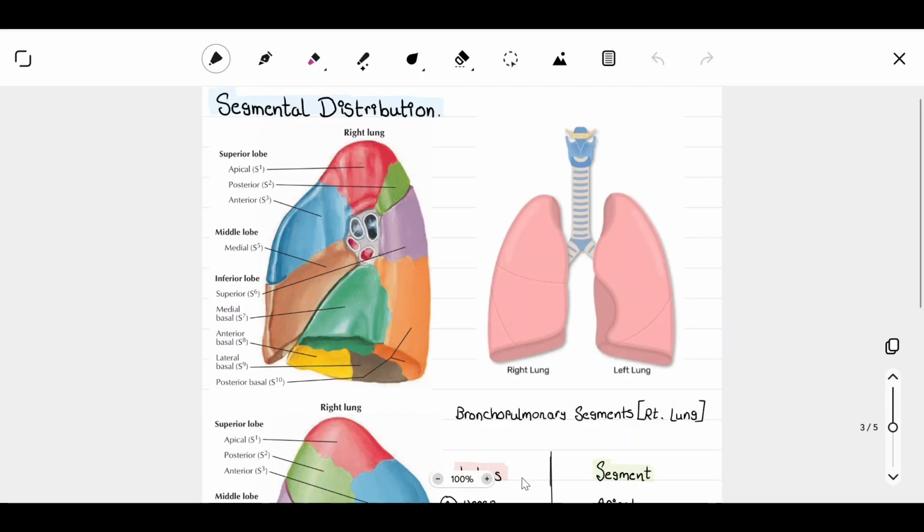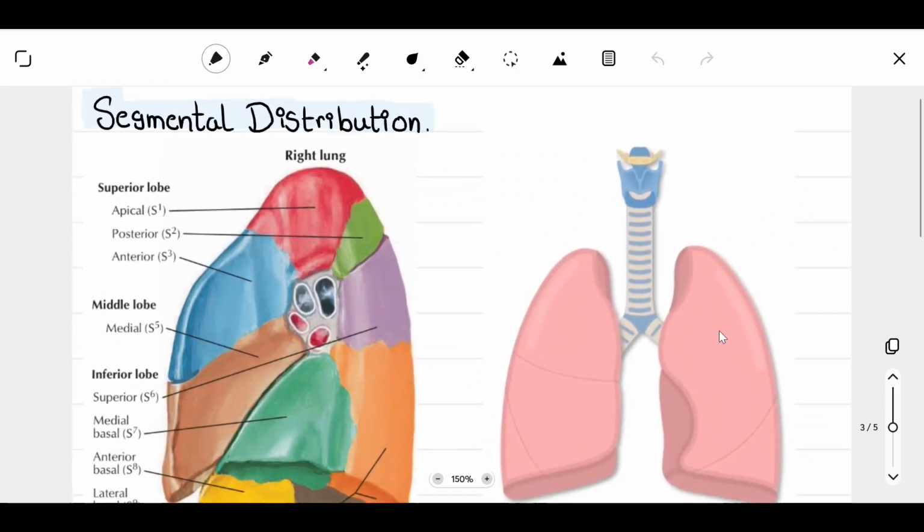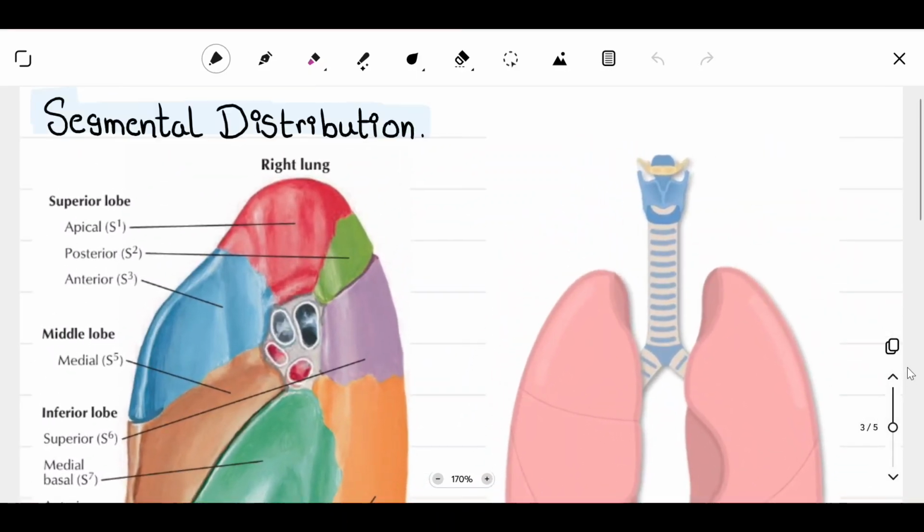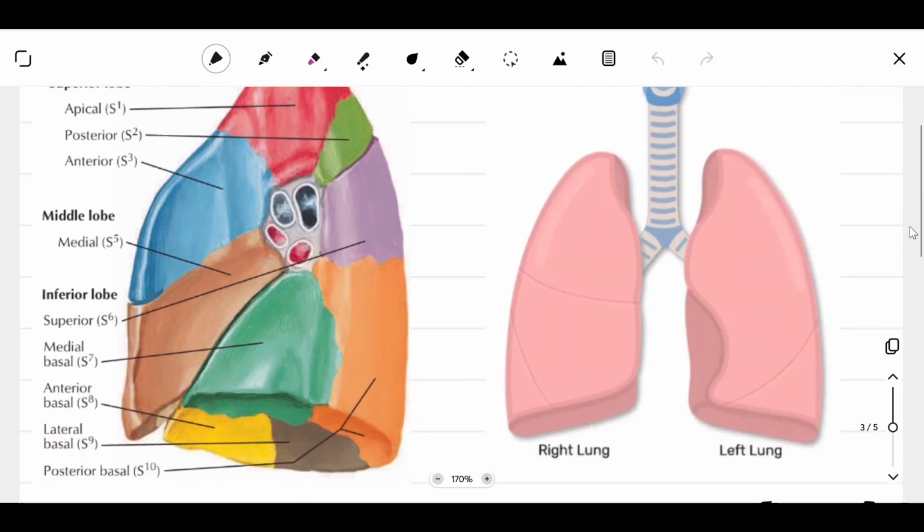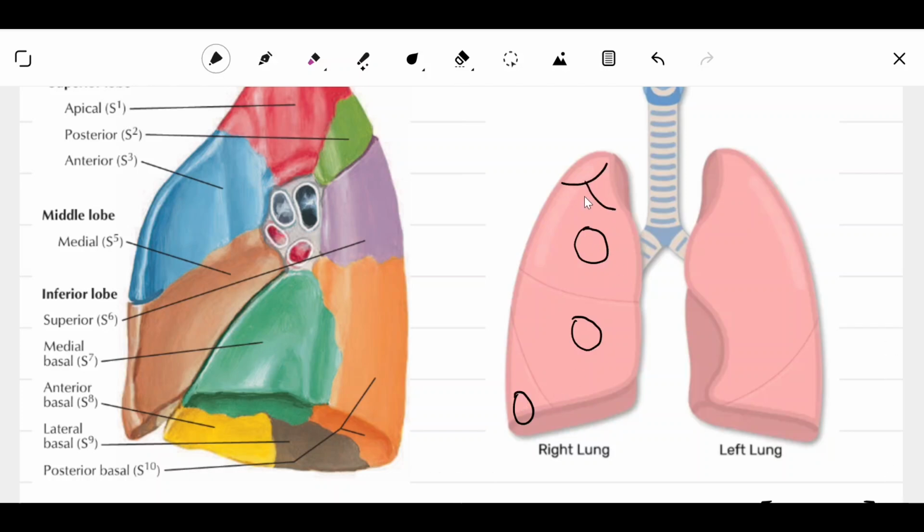Done with the features. Now segmental distribution. As I have told you, the right lung is divided into three lobes. This is our upper lobe, this is our mid lobe and this is our lower lobe, and each lobe is further divided into various segments. Now we will cover the segments one by one. Basically both lungs have 10 bronchopulmonary segments, and we will cover them one by one.